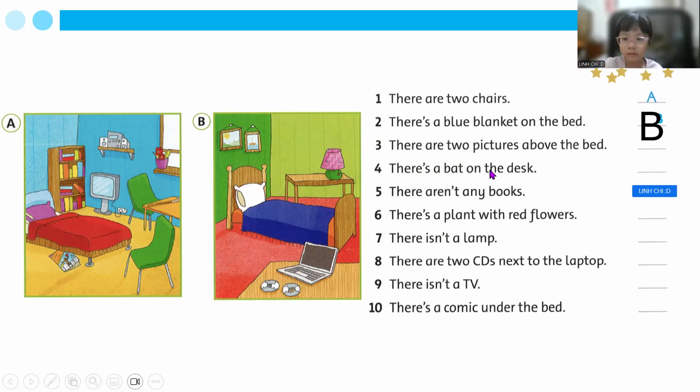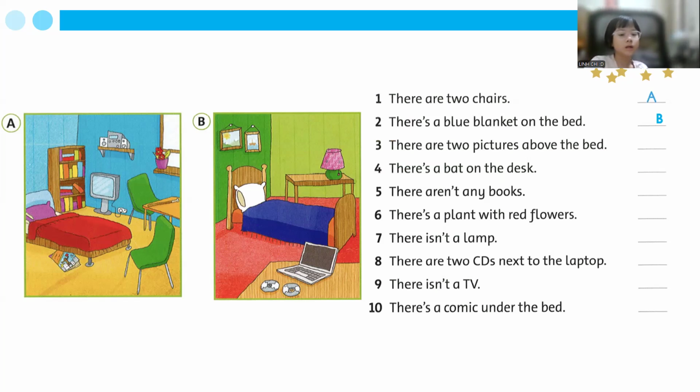What about number three? There are two pictures above the bed. Picture A. All right. There are two... No, picture B. Above the bed. That's letter B. Very good. Okay, number four, there's a bat on the desk.